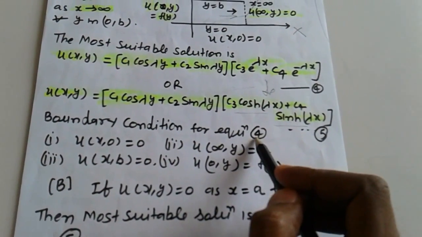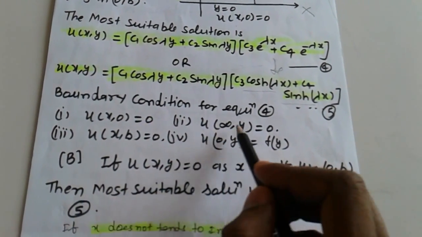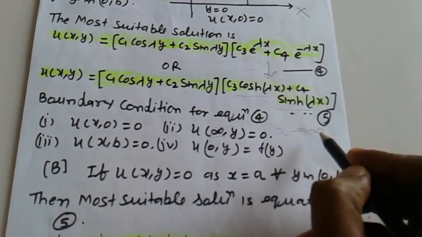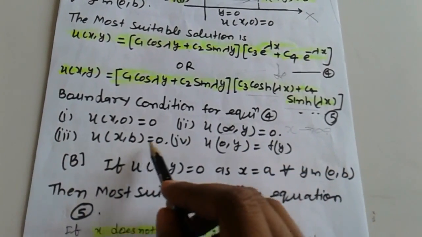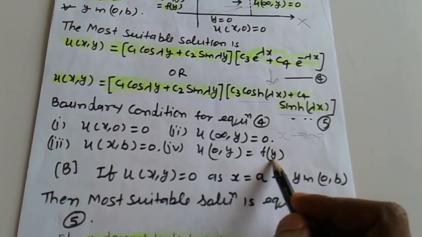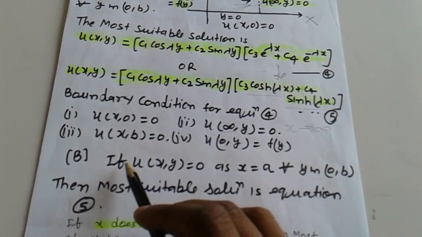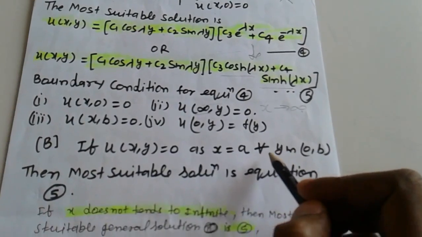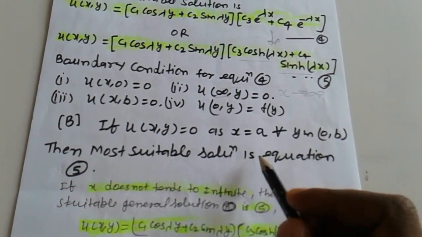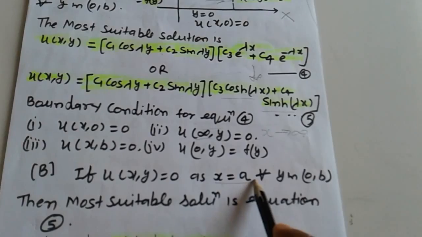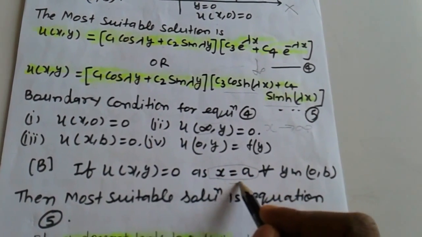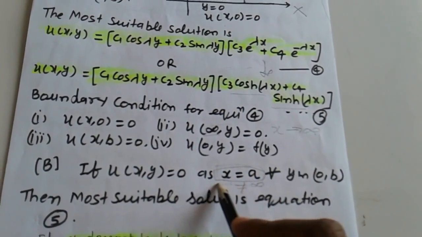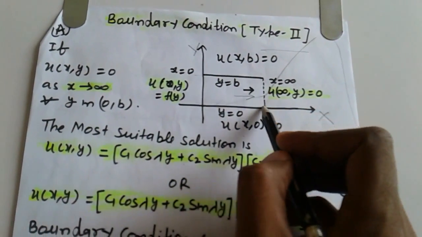Boundary conditions for equation 4: u(x,∞) = 0, meaning x tends to infinity. Then we get u(x,b) = 0 and u(0,y) = f(y). And second, if u(x,y) = 0 at x = a for y in 0 to b, meaning not tending to infinity, it is only the insulated plate. This boundary condition means fixed.